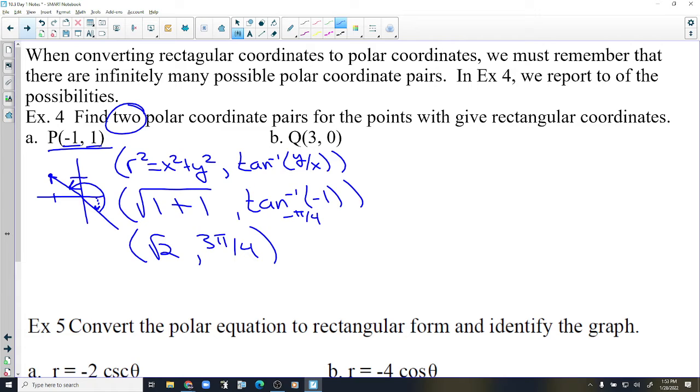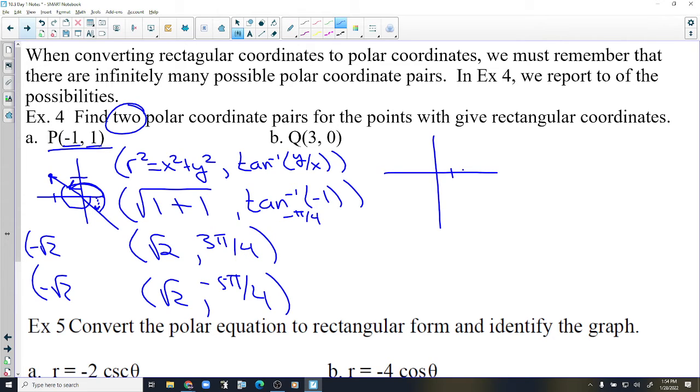That's one of them. How could we get another one? We could still have square root of 2, but instead of going positive, we could go negative: 1/4, 2/4, 3/4, 4/4, 5/4. So negative 5 pi over 4 is another coordinate for the same point. Just go the other way around. I'm not going to do it, but we could do 2 more with the negatives, one positive angle, one negative angle.